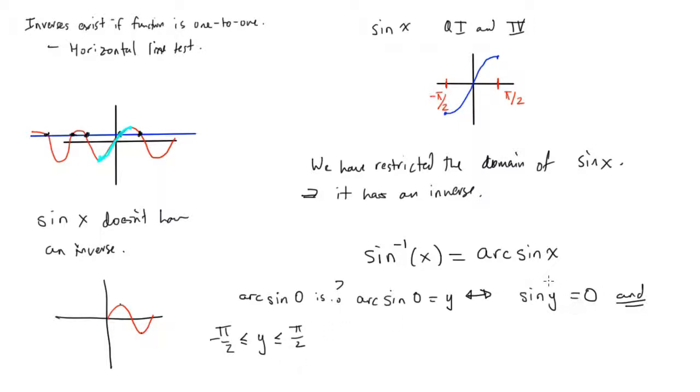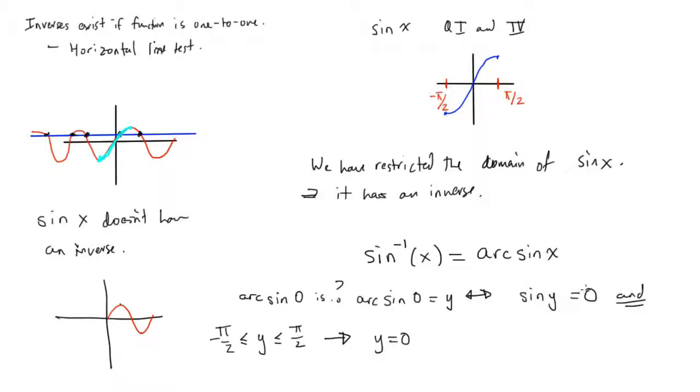If you just ask when is sine y equal to 0, there are actually infinitely many answers, but there's only one of them that lives between negative pi halves and pi halves. And if you think about it for a little while, you realize that y equals 0 is the only such answer. Now, how did I know y equals 0 does this?